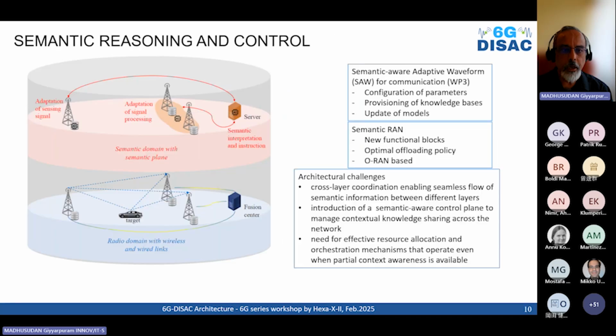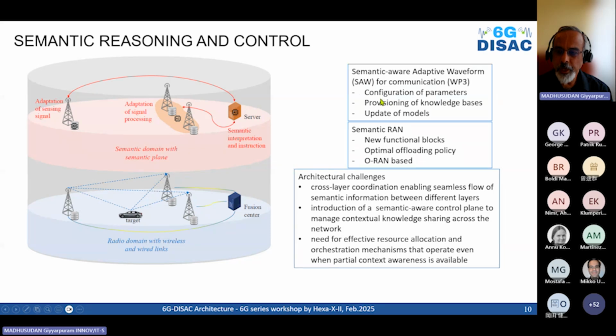On the semantics, this is just a quick overview. Emilio will be presenting 6G-GOALS. As I mentioned, we are collaborating with 6G-GOALS on this, and I think Emilio will talk about it a bit more. There are two specific things we are doing in the project itself. The first one is the semantic-aware adaptive waveform. That's a waveform specific for both communication and sensing, which is based on semantics.